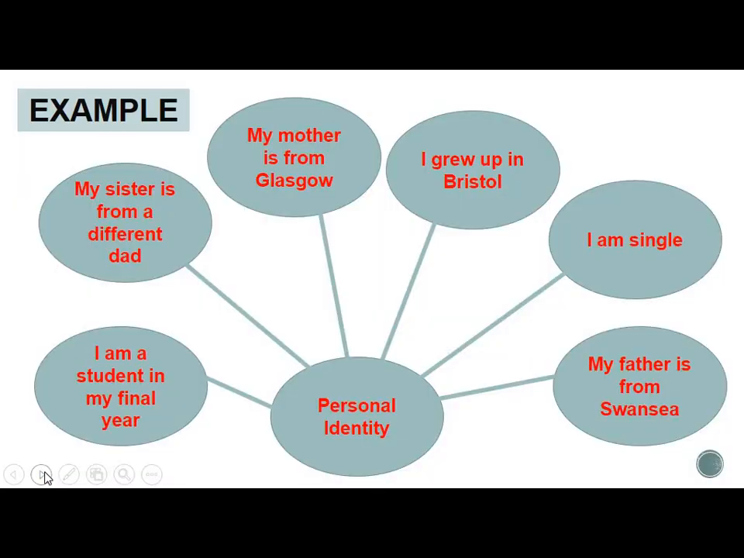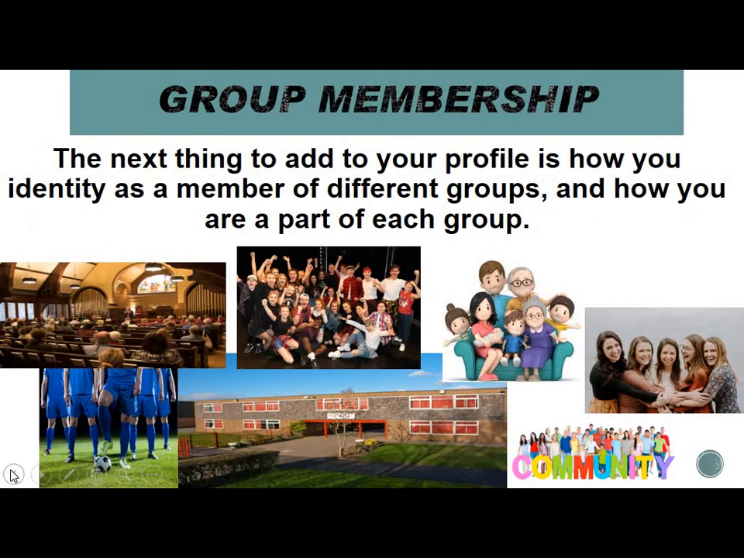Okay, welcome back. You should be 2 parts through now. We have done your characteristics, we have done your multiple identities, and now we're going to look at group membership. The next thing to add to your profile is how you identify as a member of different groups, how you're part of each group. For example, you could be a pupil in this school, so that is one group you're involved in. You could have a friendship group, family as a group, your church, your religion is a group.